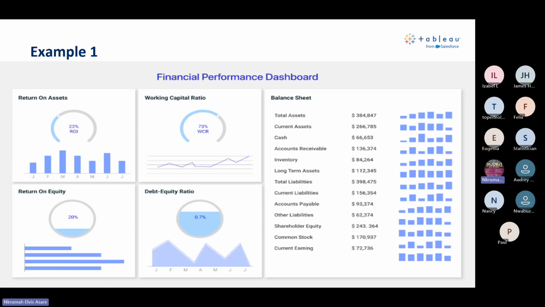Now, take a look at this financial dashboard. According to this dashboard, you're able to see the return on assets chart, the working capital ratio, the return on equity, and the debt equity ratio, and the color combinations alone make the dashboard very clear, and everything is quite simple. There is uniformity in the color and the title, and everything is on point, and people are able to grasp what they want to see from this dashboard. This performance dashboard obeys the principle of simplicity and clarity.